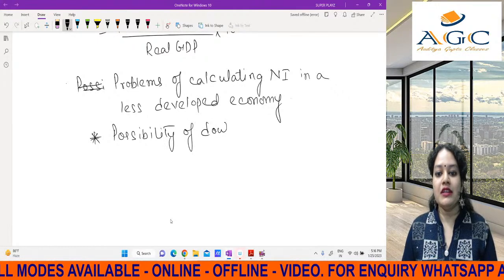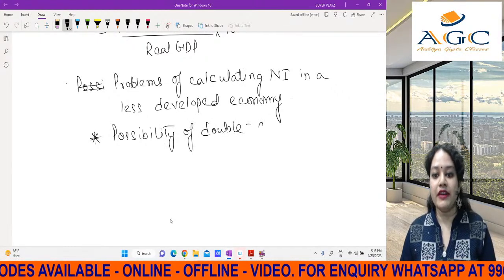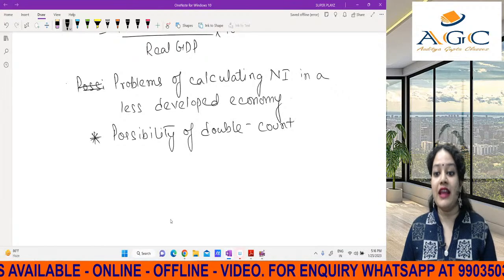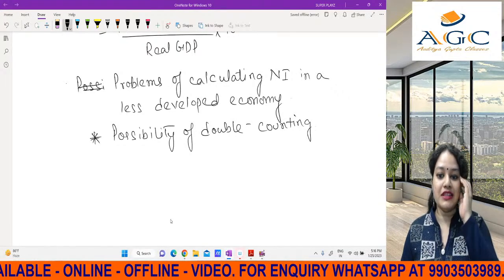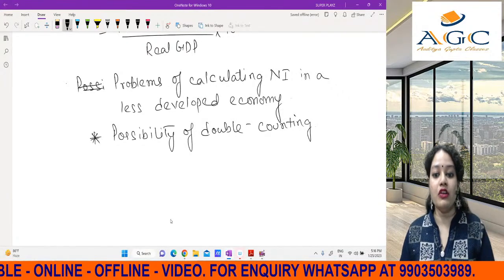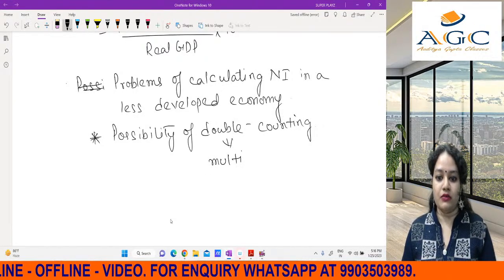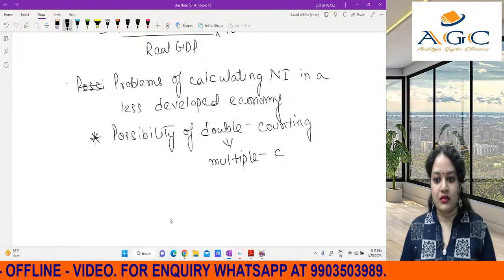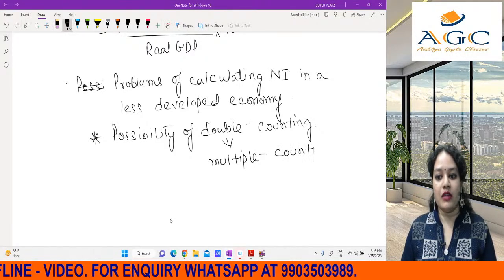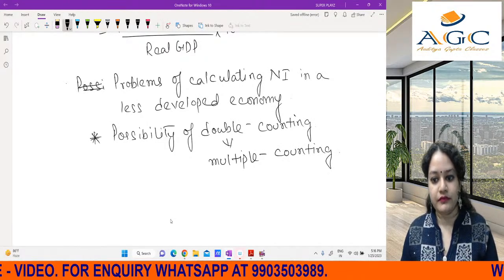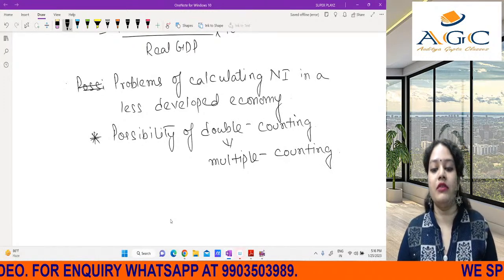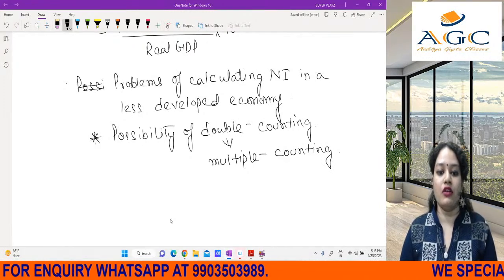Now what is the error of double counting? That's a very important concept. That question might also be given, what is the error of double counting, or double counting is also known as multiple counting. Double counting and multiple counting both are the same things, right? Now see, what is double counting? When does that error occur?